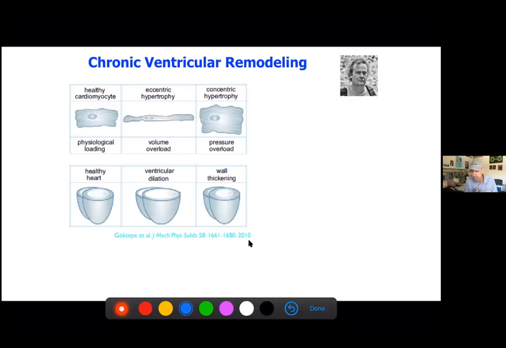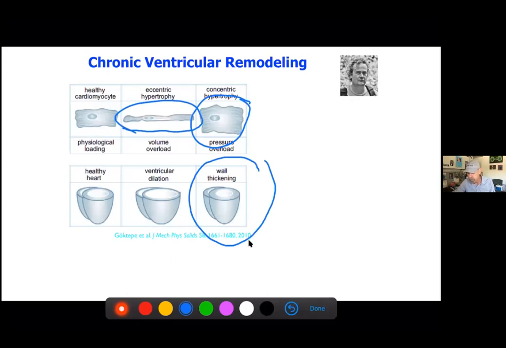So there's two main ways that the heart remodels in response to changes in its environment. One is by dilating, getting larger, and this tends to happen in these patients who need CRT. And that dilation is caused by the cells getting longer. It's called eccentric hypertrophy. The other type is when the walls thicken. So instead of the diameter getting bigger, the thickness increases. And that's due to the cells getting fatter. It's called concentric hypertrophy. Okay.